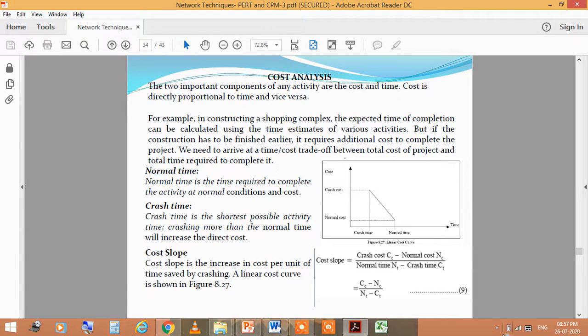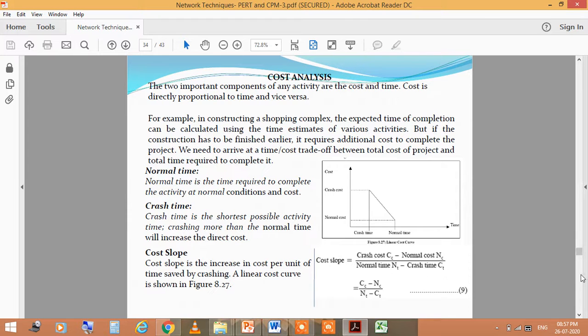A linear cost curve is shown in this figure. You see here, this is the crash cost, this is the normal cost. In between these, the graph is between the cost and the time. So the cost slope is calculated from this formula: crash cost Cc minus normal cost Nc, divided by normal time Nt minus crash time Ct.